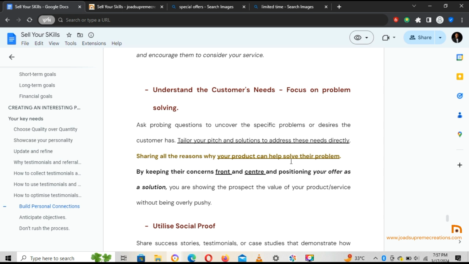So that is why you should not just be rushing the process. Don't rush anything. Take your time. Know the solution that you offer. You can write it down, and then you rehearse it so that you know what to put, how to list things that you do in times like this. So by keeping their concerns front and center, let them know that you have the interest at heart to help them solve their problems and positioning your offer as a solution. You are showing the prospect the value of your product or your service without being overly pushy. In this case, your service.